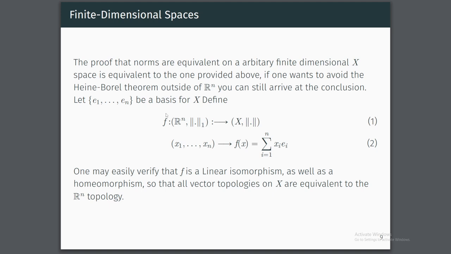And this map is going to be a linear isomorphism. Because it's a linear isomorphism, it's going to be a homeomorphism, because every linear map is continuous on finite dimensional spaces. So the topology here is equivalent to the topology here. Because there's only one topology on Rn, there can only be one topology on X. Finite dimensional spaces only have one vector topology. You can't have more. And this is why in finite dimensions there's essentially no functional analysis to be studied.